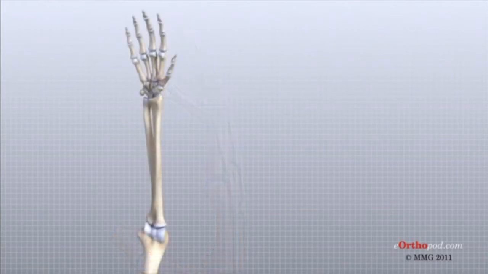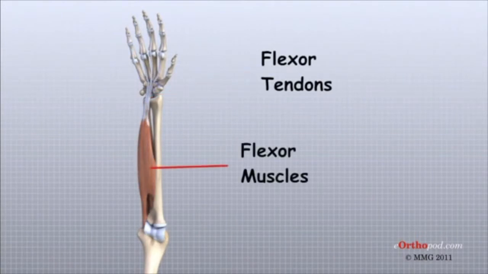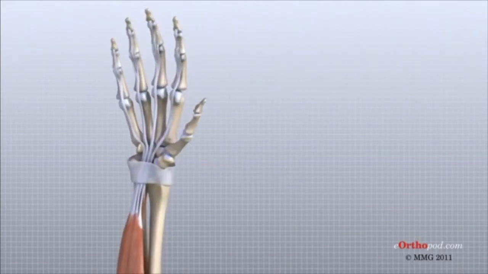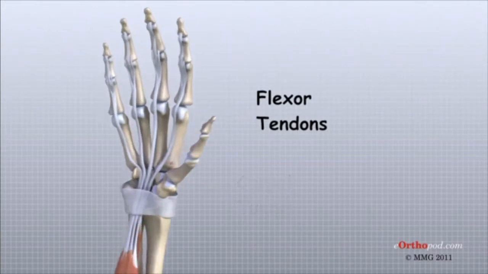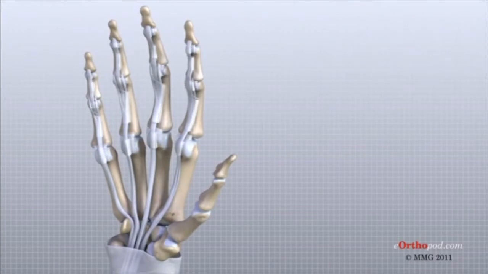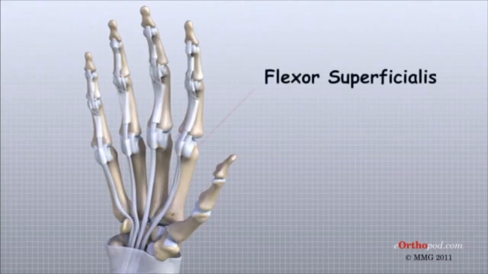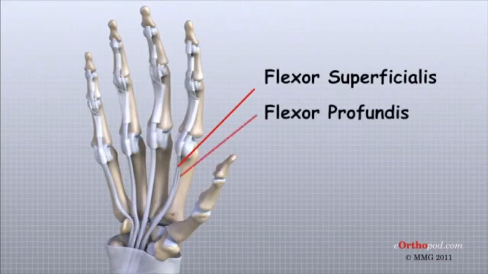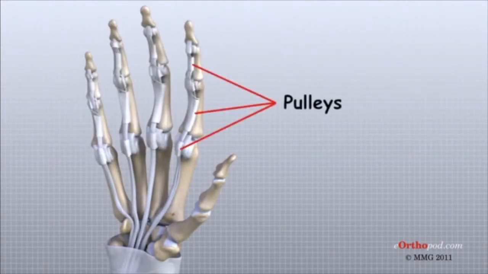The flexor tendons allow the fingers and thumb to flex or bend to grip objects in the palm of the hand. The strong flexor muscles begin in the forearm, and just before they enter the wrist, the flexor muscles form the flexor tendons. The flexor tendons travel through the carpal tunnel, through the palm, and two tendons each travel into the volar side of each finger. These two tendons, the flexor superficialis and flexor profundus, travel through a special tunnel formed by a series of specialized ligaments that form pulleys.